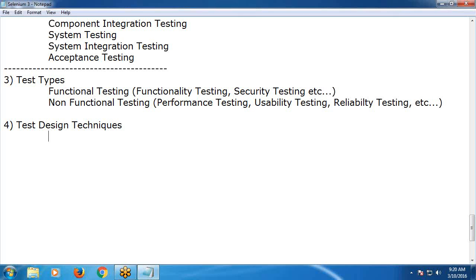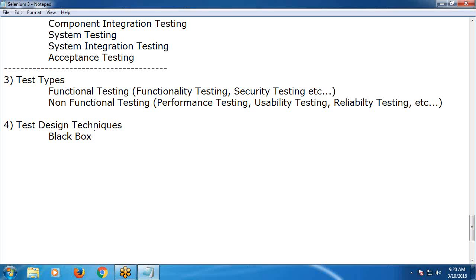Experience based, that is informal testing. In experience based testing also some techniques are available. What is a technique? An easy way to perform something. Say, exploratory testing comes under experience based techniques.